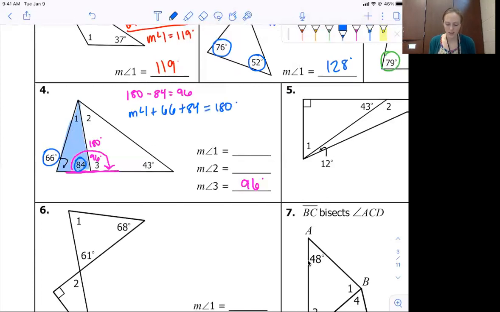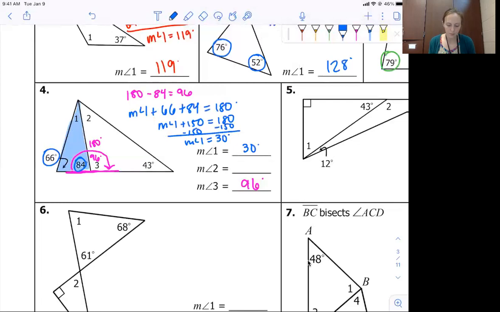Okay, well, 66 plus 84 is going to give us, I think, 150. Let me think here. Yeah, 150. So measure of angle 1 plus 150 equals 180. Subtract 150 on both sides. And we get the measure of angle 1 equals 30 degrees.